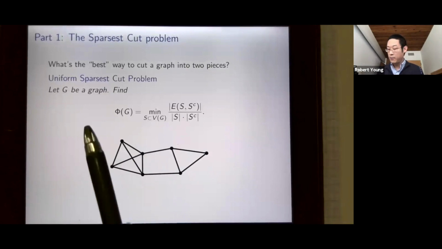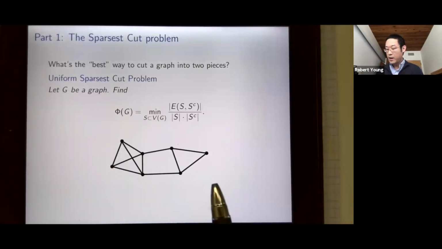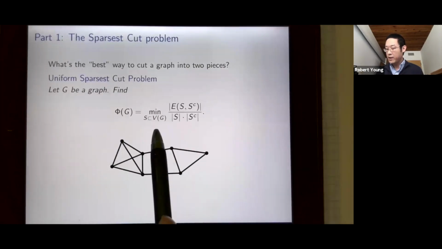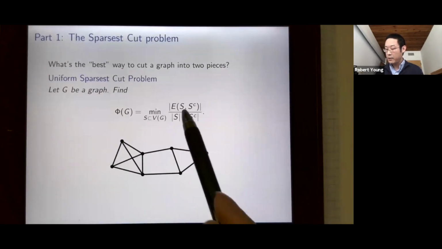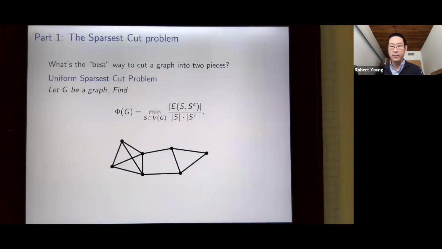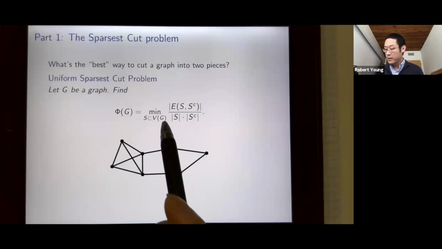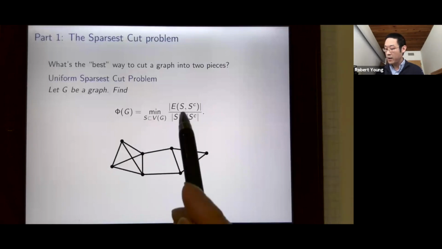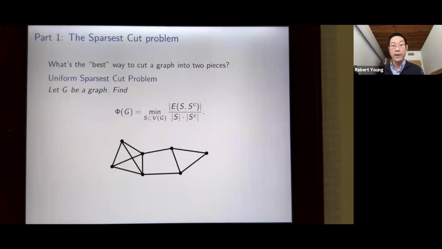And the sparsest cut problem asks us to find phi of G, which is the minimum sparsity of a cut, where the sparsity of a cut S is defined as the number of edges between S and S complement, the number of edges that cross the boundary of the cut, divided by the number of vertices in S times the number of vertices in S complement, the maximum number of vertices that could cross the cut. So here's an example of a graph.